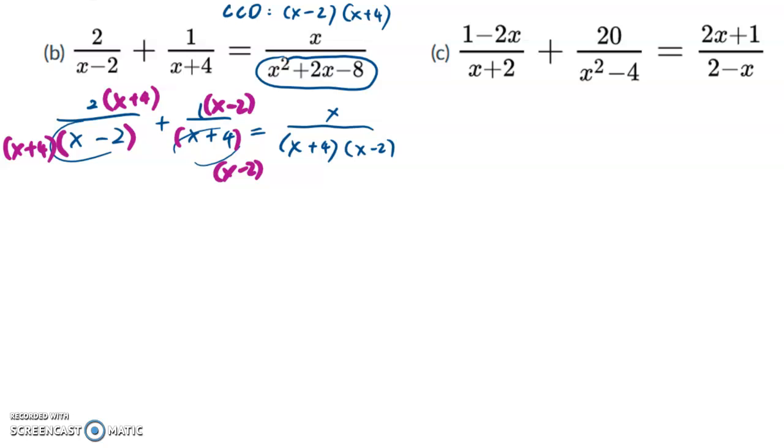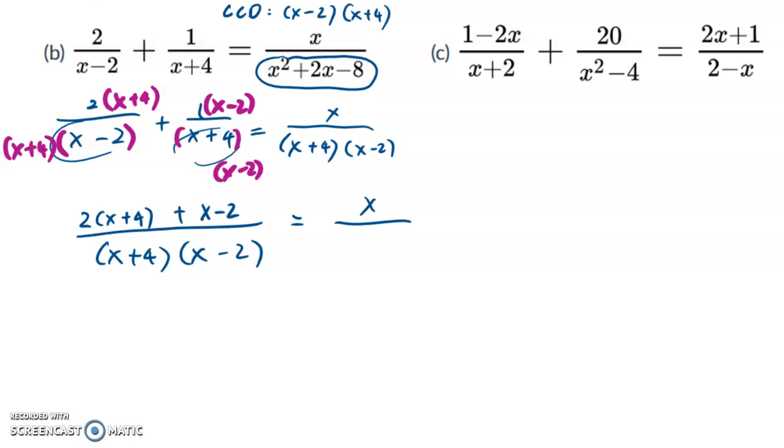All right, so let's now look at the left side. The left side has a common denominator of x plus 4 times x minus 2. On top, we can just add the tops now, right? Since they have the common denominators. So the top, we have 2 times x plus 4 plus 1 times x minus 2, which is just x minus 2. All right, that's the left side. The right side is x over x plus 4 times x minus 2.